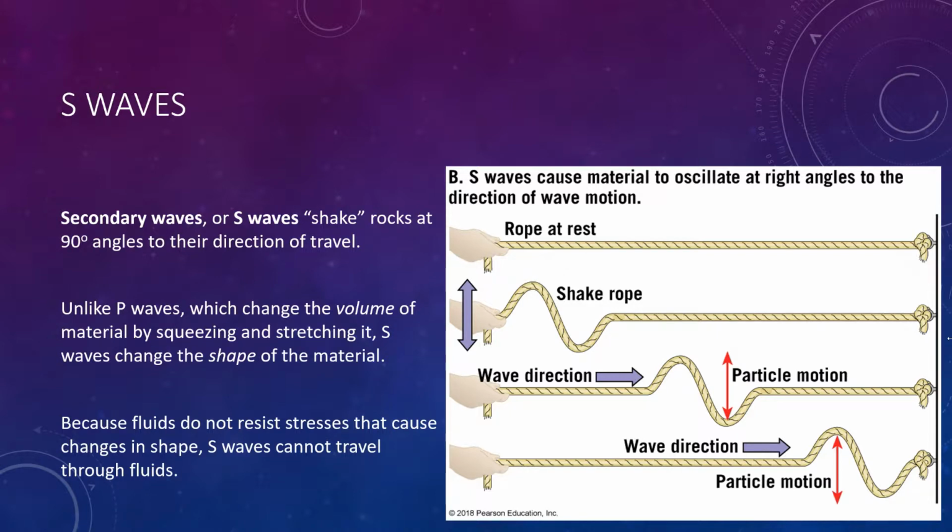Unlike P waves, which temporarily change the volume of intervening material by alternately squeezing and stretching it, S waves change the shape of the material and transmit through it. Because fluids, that is, gases and liquids, do not resist stresses that cause the change in shape, fluids do not return to their original shape once the stress is removed. Thus, liquids and gases do not transmit S waves. So in other words, P waves can pass through liquids and gas, but S waves cannot.